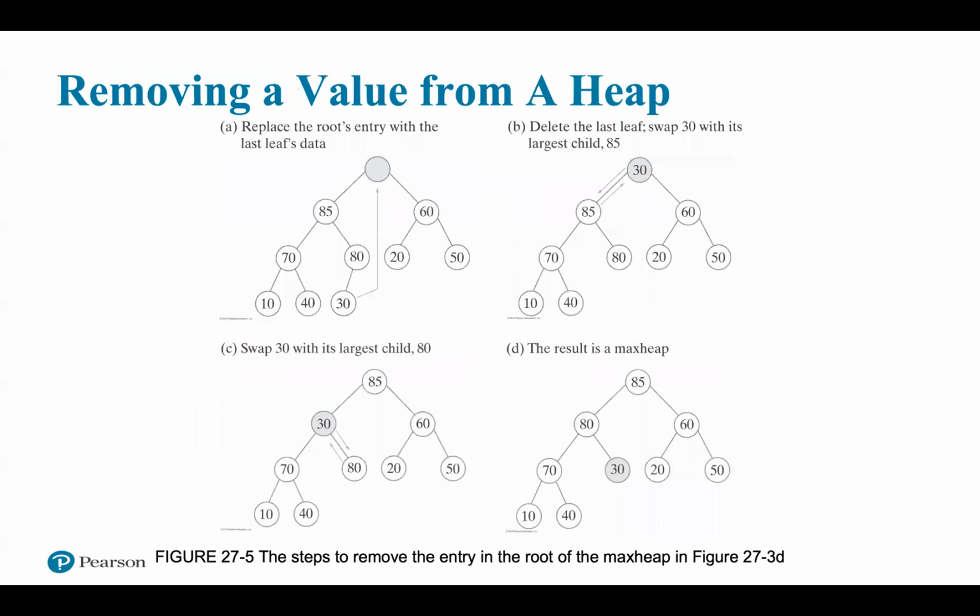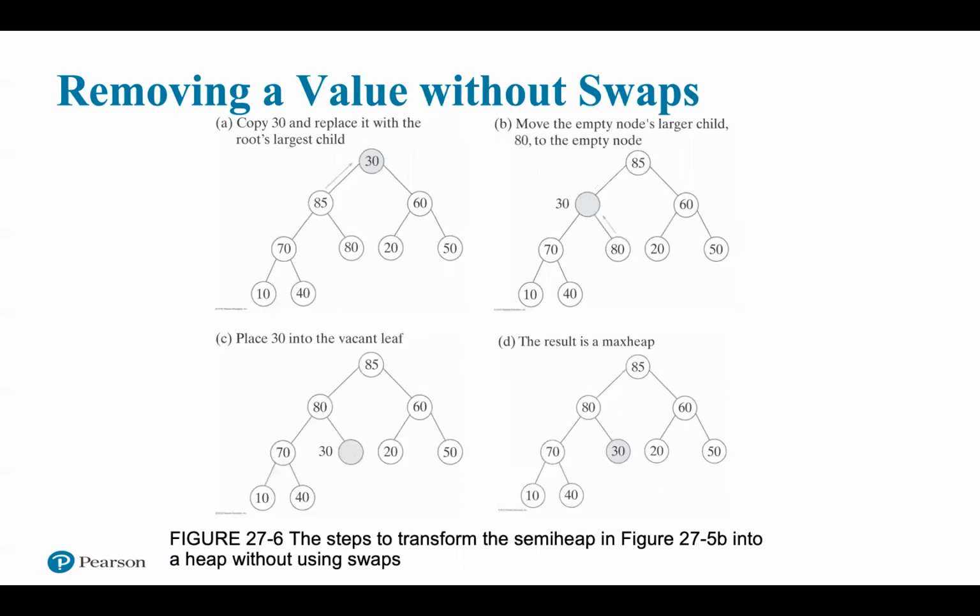For removing the root, the basic algorithm: the removeMax method for a max heap removes and returns a heap's largest object. This object is the root of the max heap. Let's remove the entry in the root of the heap in figure 27.3d. Figure 27.5a, as we're showing here, shows the heap as if the root was empty.